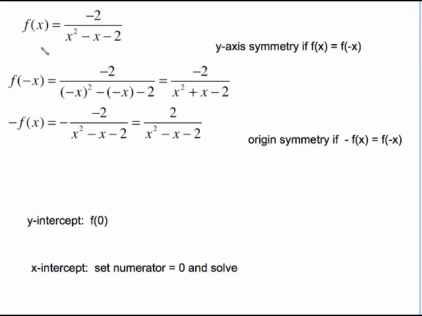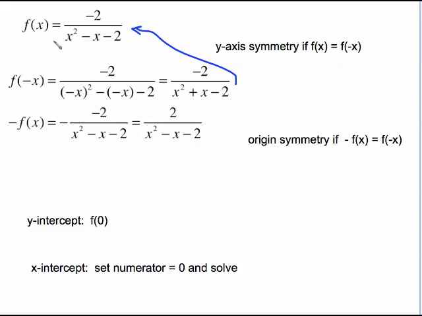Symmetry, we want to check f of x compared to f of negative x. F of negative x means put negative x in for each of these x's, which I've done here. Work out the top, stays negative 2. The bottom becomes x squared plus x minus 2. These two are not the same. Clearly, the only difference is a plus here and a minus there. So there is no y-axis symmetry.